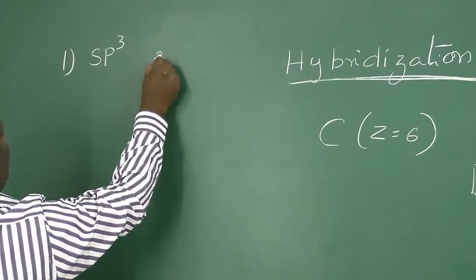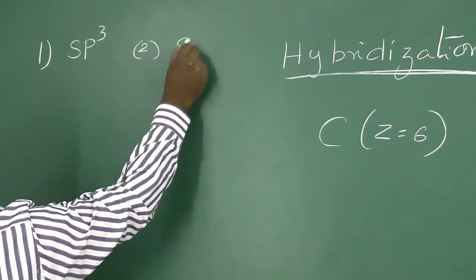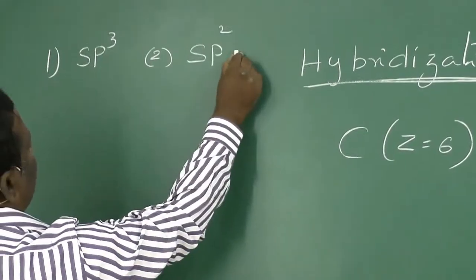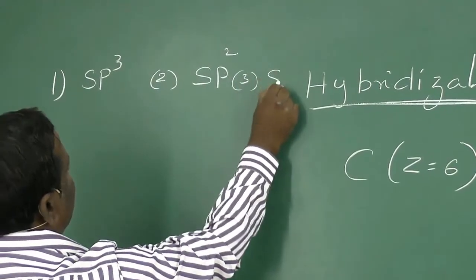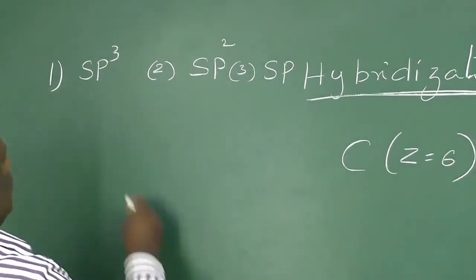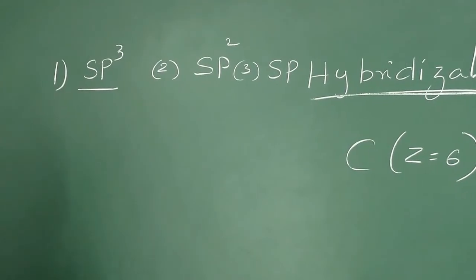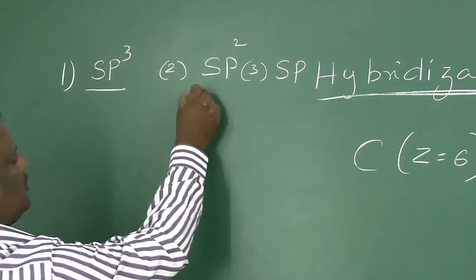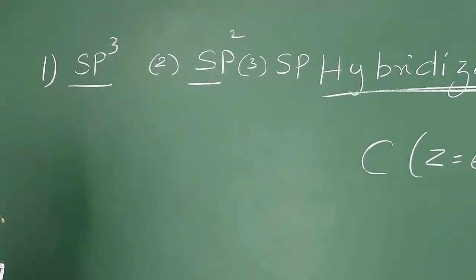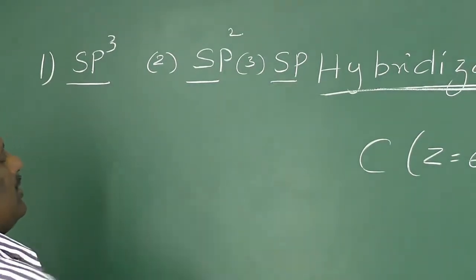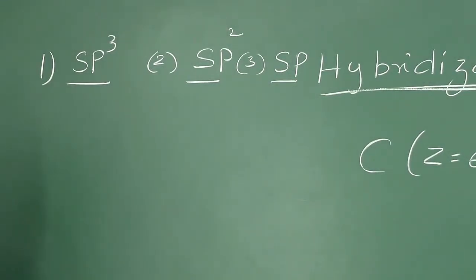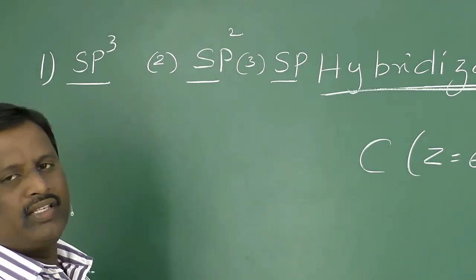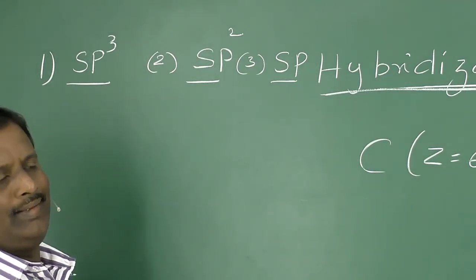Number 2, sp2 hybridization. Number 3, sp hybridization. The three types are sp3 hybridization, sp2 hybridization, and sp hybridization. Now let us discuss these hybridizations one by one.